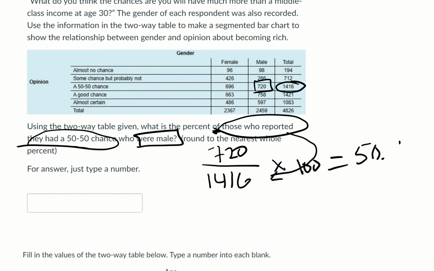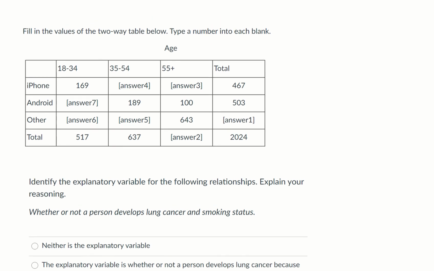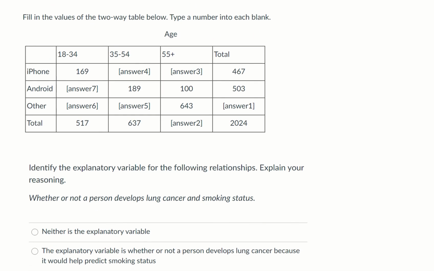So we get 50.85%, but remember, we're going to round it to the nearest whole number, so 51%. So we'll just do 51. Okay, fill in the values of the two-way table below, type in a number into each blank. So we're going to have to find these one at a time. There's a bunch of blanks where it says answer. So let's go ahead and find this.